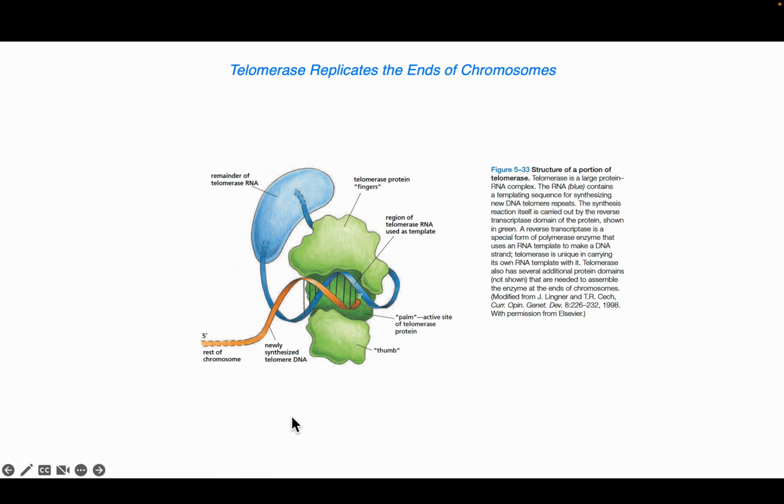Now at the end we'll see how the telomeres replicate. Telomeres get replicated by an enzyme called telomerase. It replicates the end of chromosomes. So this is the structure of a portion of telomerase. Telomerase is a large protein RNA complex. This is the telomerase protein and the remainder is telomerase RNA.